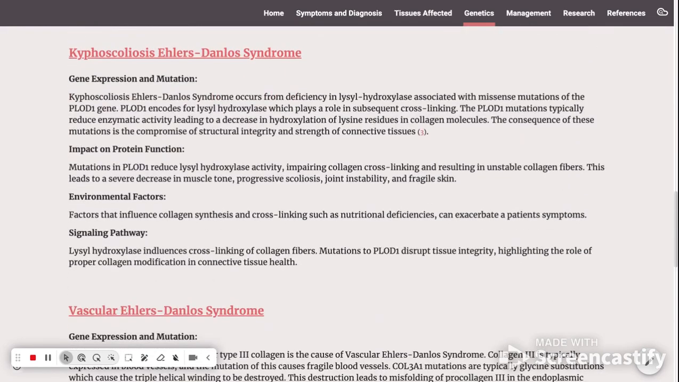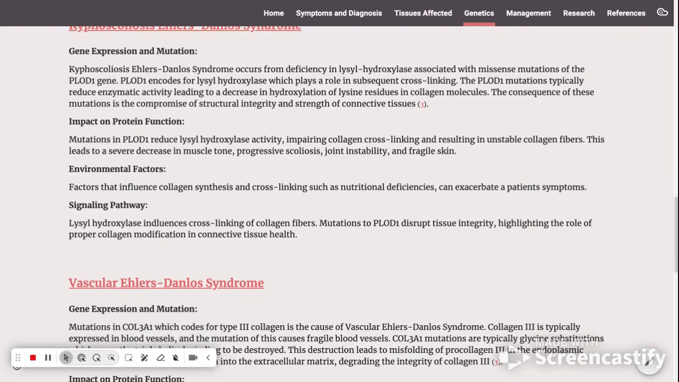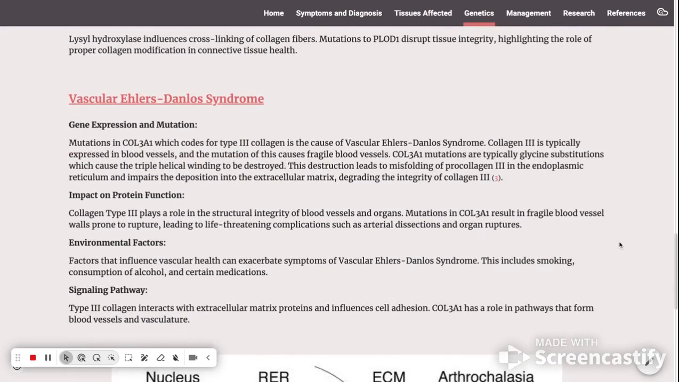For kyphoscoliosis, there is typically a missense mutation in the PLOD1 gene, which encodes for that lysyl hydroxylase that we discussed, and so therefore impacts the cross-linking ability. And this will compromise the structural integrity and strength of connective tissues. As far as environmental factors go for this, nutritional deficiencies can also exacerbate these symptoms, and overall it's just going to impact that lysyl hydroxylase cross-linking problems in the collagen synthesis pathway.